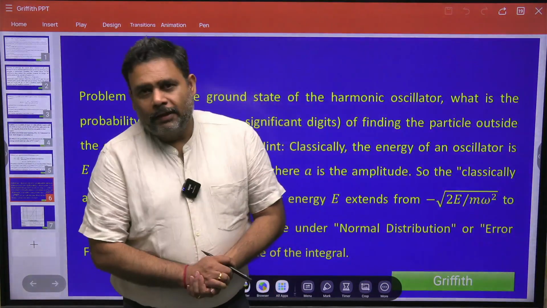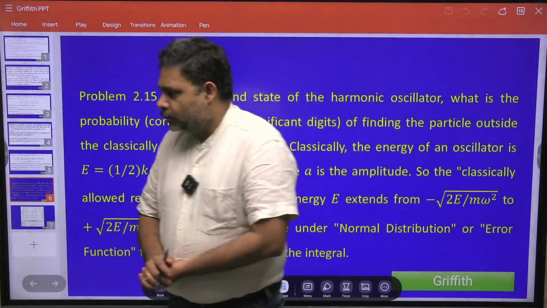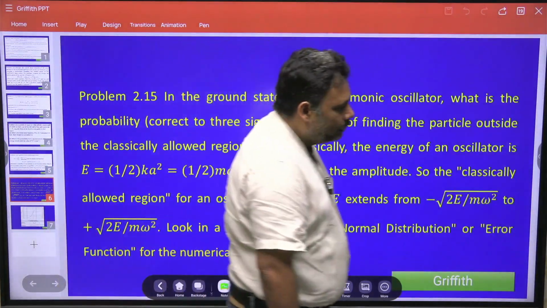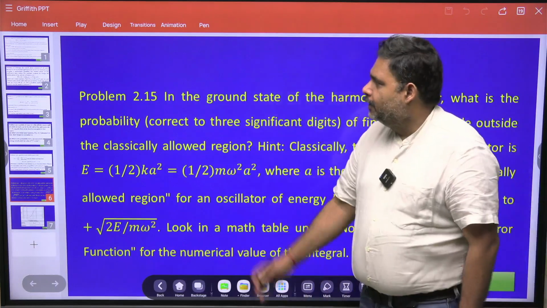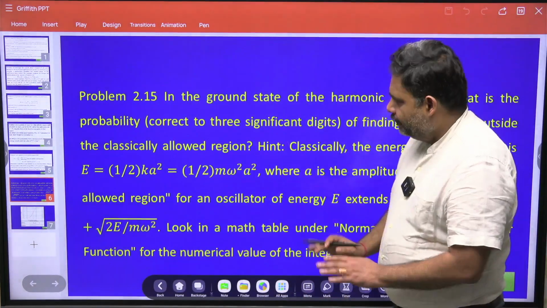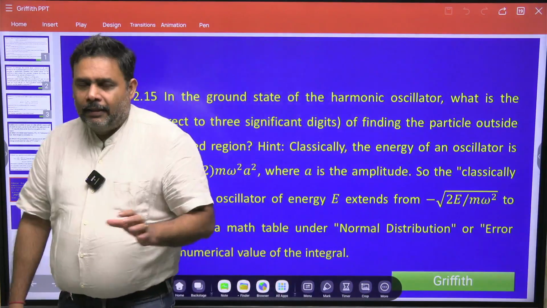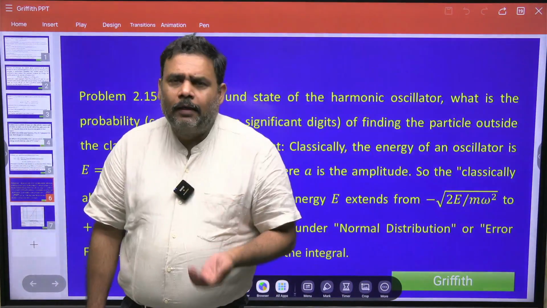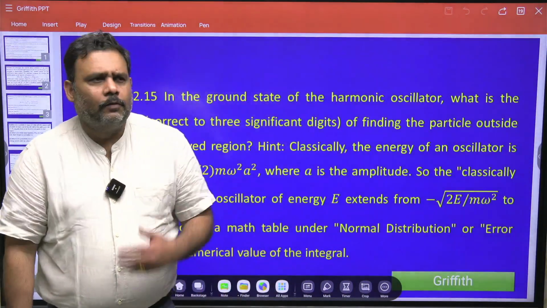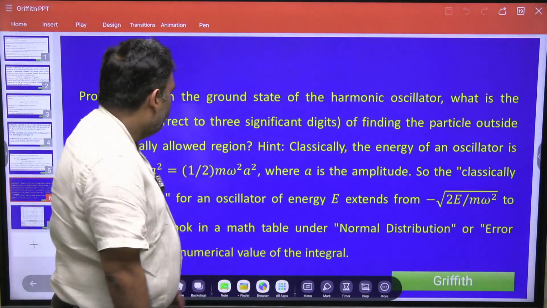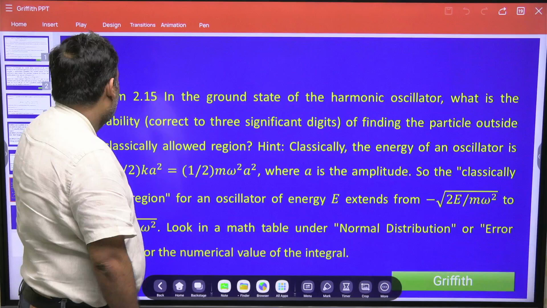Hello students, let's try to solve one more question from a book of quantum mechanics, Introduction to Quantum Mechanics by David J. Griffiths. It's a very interesting problem, very nice problem actually. And here we also have to learn how to use the concept of the Gaussian. So first let's go for this particular problem.